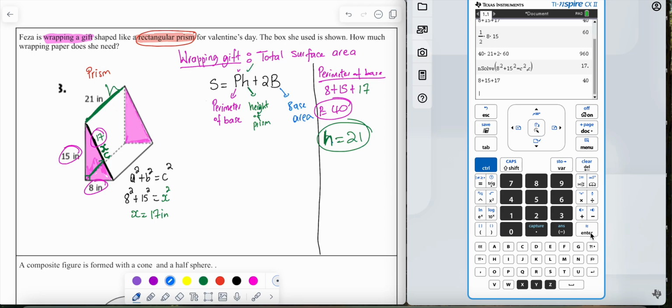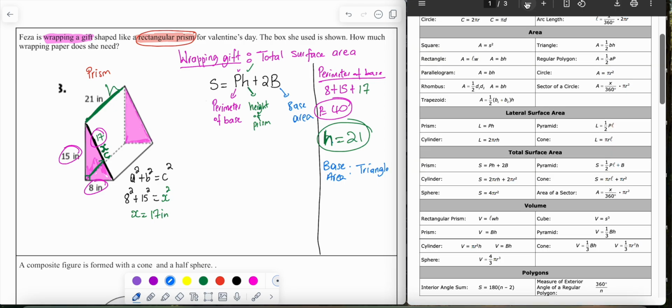The next thing we need to do is to find the area of the base. So this is the base area. Now, what shape is the base? The base is a triangle. So we need the area for a triangle. You go to your formula sheet, look for area and then triangle. And this is the formula that we're going to be using.